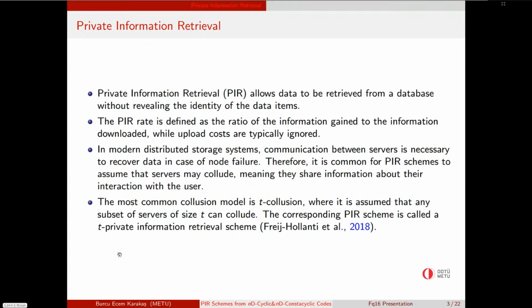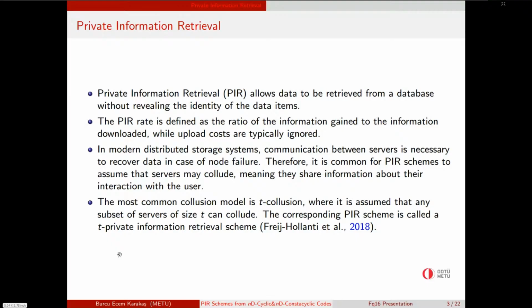So, what is PIR? PIR allows data to be retrieved from a database without revealing the identity of the data items. There are two important terms, PIR rate and collusion number. PIR rate is the ratio of the information gained to the information downloaded. And it is common for PIR schemes to assume that servers may collude, meaning they share information about their interaction with the user. The most common collusion model is t-collusion.